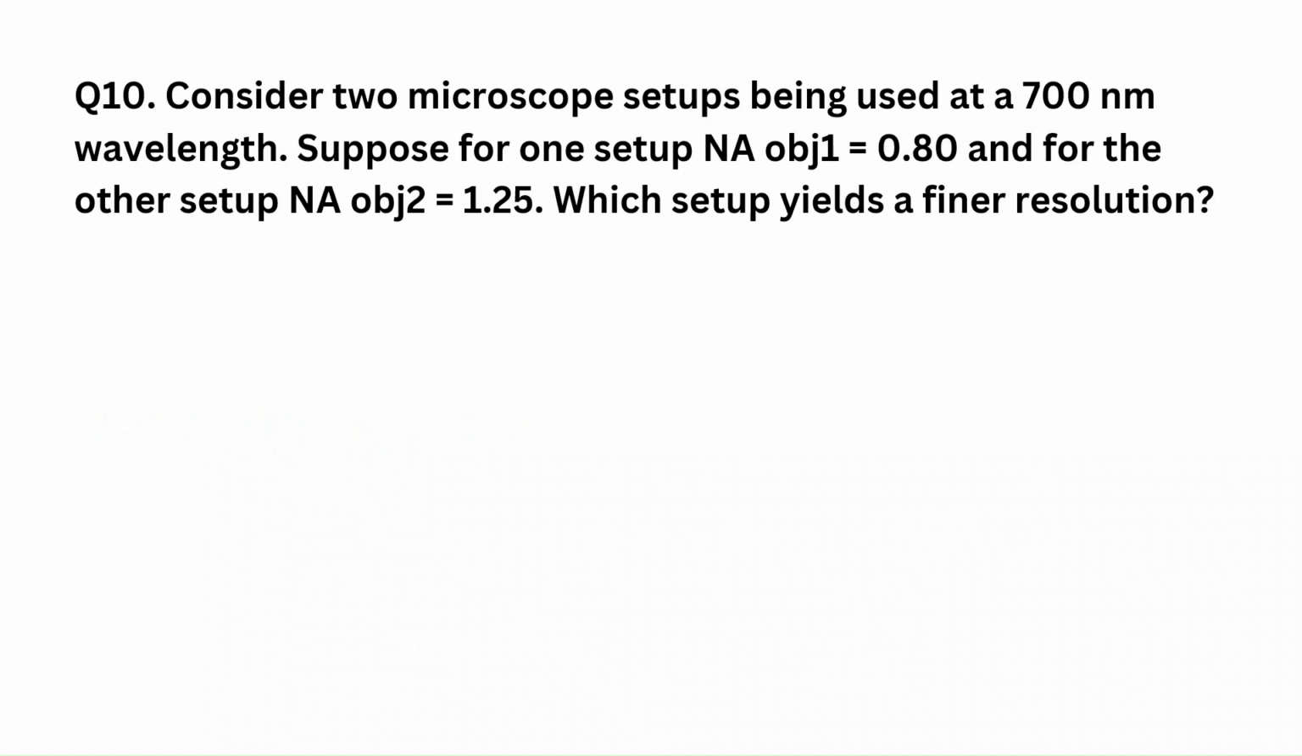So this is a numerical. Consider two microscopic setups being used at a 700 nanometer wavelength. Suppose for one setup the numerical aperture of objective 1 is 0.8 and for the other setup the numerical aperture of objective 2 is 1.25. Which setup has a finer resolution?